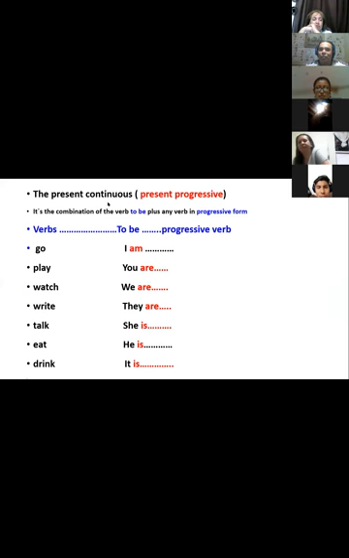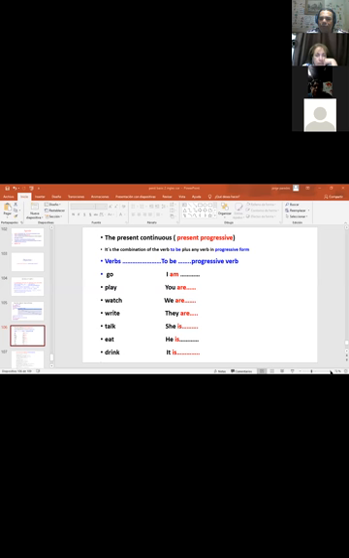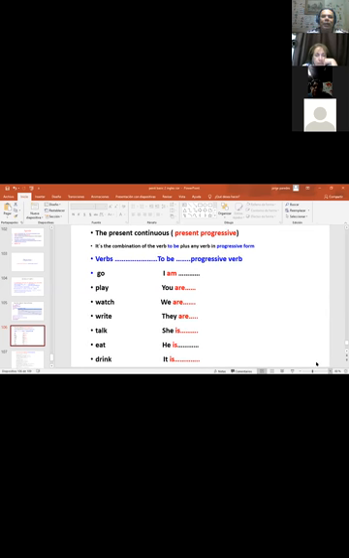To describe actions, usamos el present continuous, o el present progressive, que es lo mismo. Here is the explanation. It's the combination of the verb to be plus any verb in progressive form. Vamos a ver cómo nos sale. Voy a compartir otra vez. Voy a poner un poco más de zoom. Present continuous or present progressive is the same thing. Is the combination of the verb to be plus any verb in progressive form.